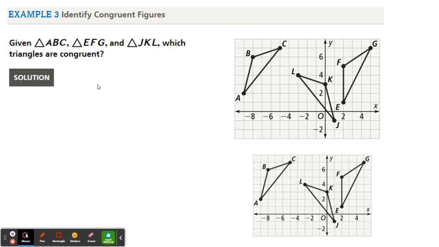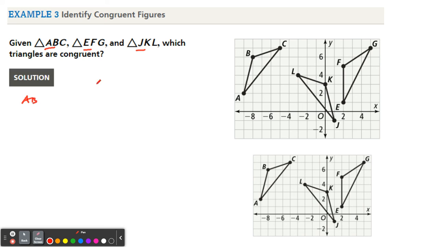So example 3 says, given that triangle ABC, EFG, and triangle JKL are all there, which triangles are congruent? On a coordinate plane, the best way to see if two triangles are congruent is to look at their side lengths. These are listed in corresponding order: AB, EF, JK. Let us find the lengths of those three sides and see if only two of them are the same.